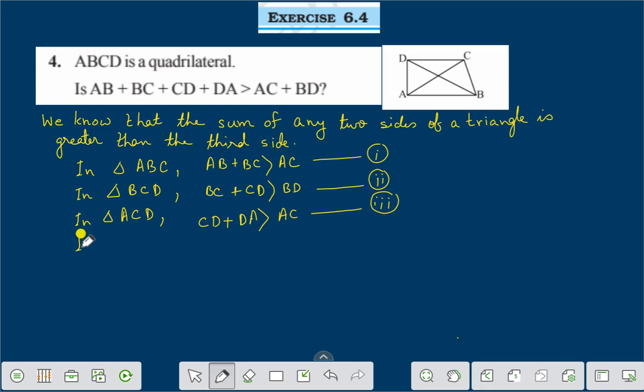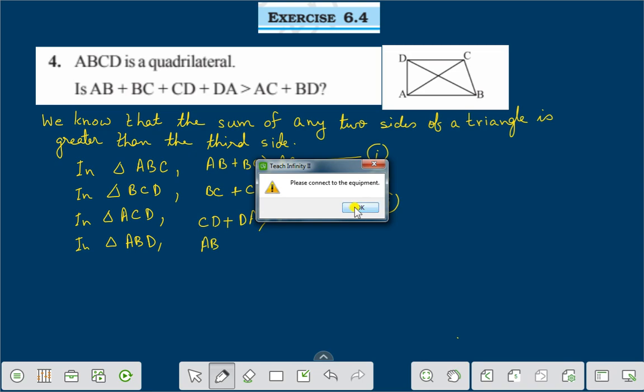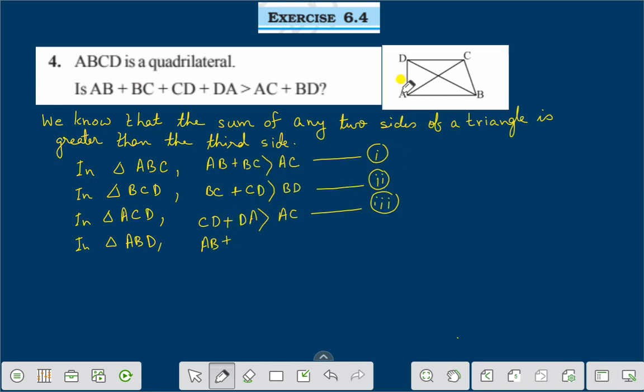And in triangle ABD, AB plus DA is greater than BD. This is equation 4.